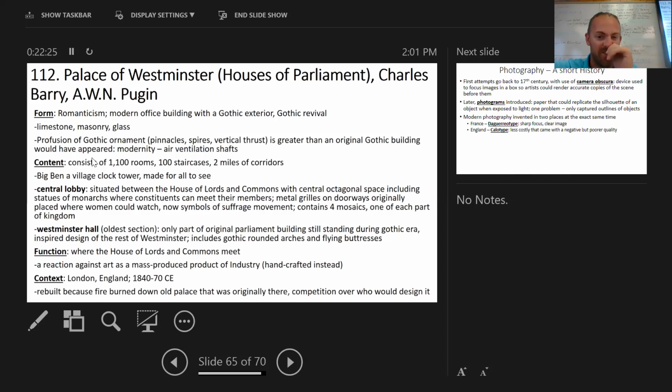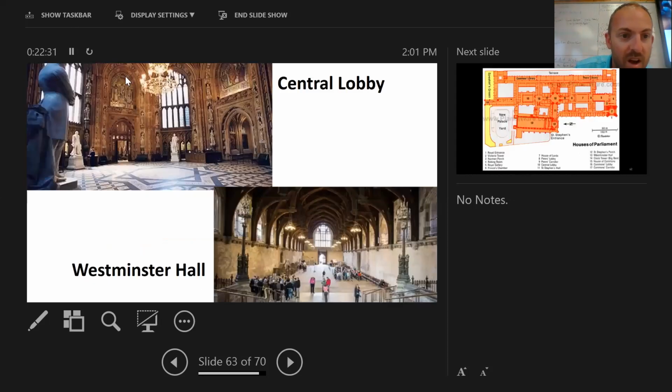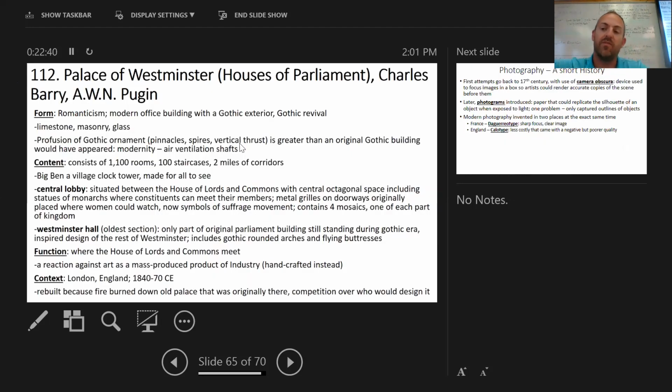Also in the inside of the central lobby, there are 4 mosaics, one of each part of the kingdom. They're located in 4 different parts here. So this is one of the mosaics right here. There's another mosaic, and on the other side there would have been a mosaic, right? And it represents the 4 different parts of the kingdom: Northern Ireland, Scotland, Wales, and England, right? So they'd have mosaics that represented all 4.